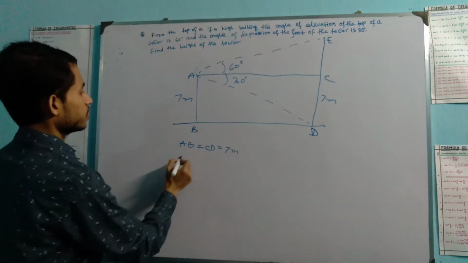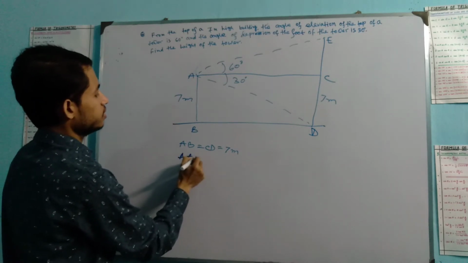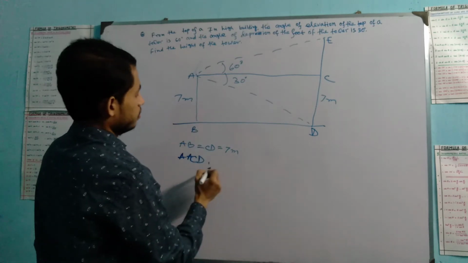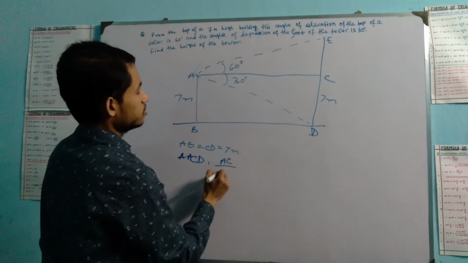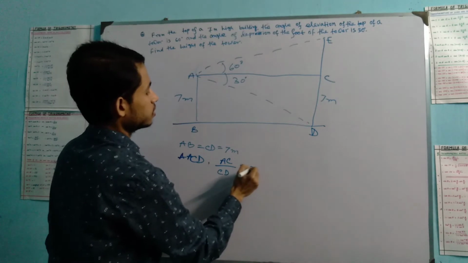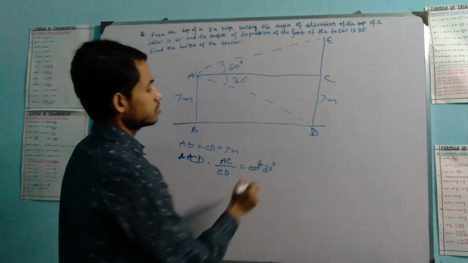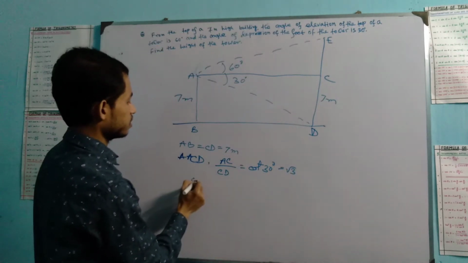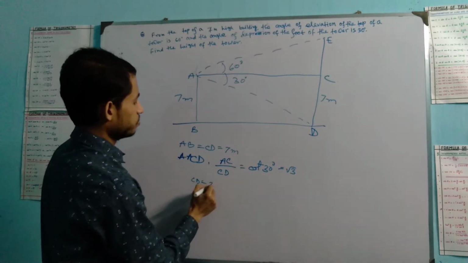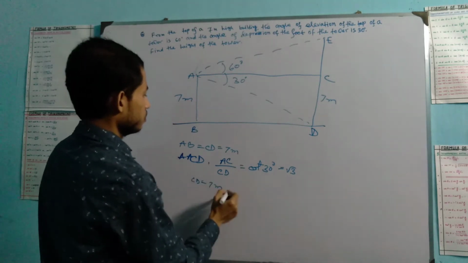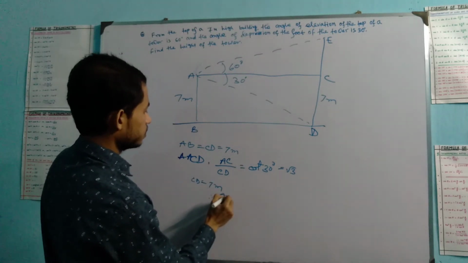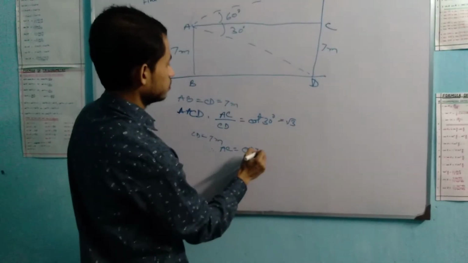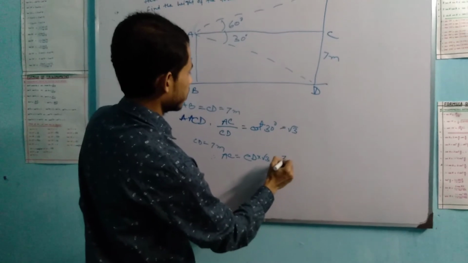Now we proceed from the triangle ACD. We get that AC by CD equals cot 30 degrees. You know that cot 30 degrees is root 3. And CD is mentioned as 7 meters. Now we get that AC equals CD into root 3, which is 7 root 3.